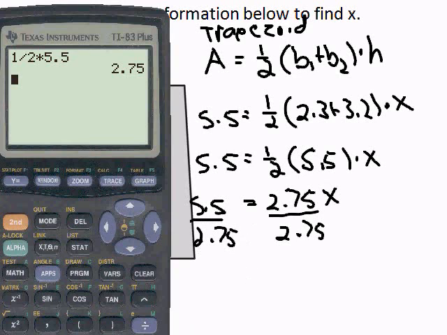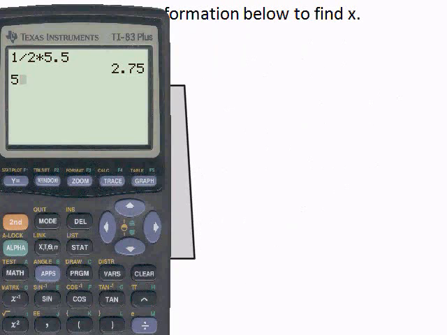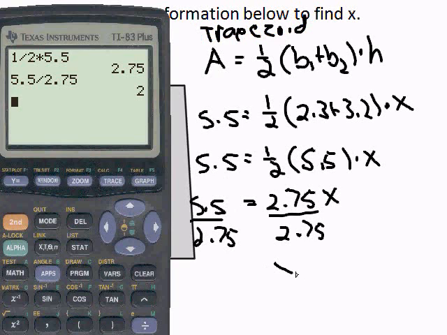Now, we can still get x by itself by dividing both sides by 2.75. And we'll go back to our calculator. 5.5 divided by 2.75 equals 2. So we find out in the end that our x value is 2. Now, you can always check your answer by substituting the x back into the equation, multiplying it all out, and seeing if the left side equals the right side. But anyways, this is our answer, and that's it.